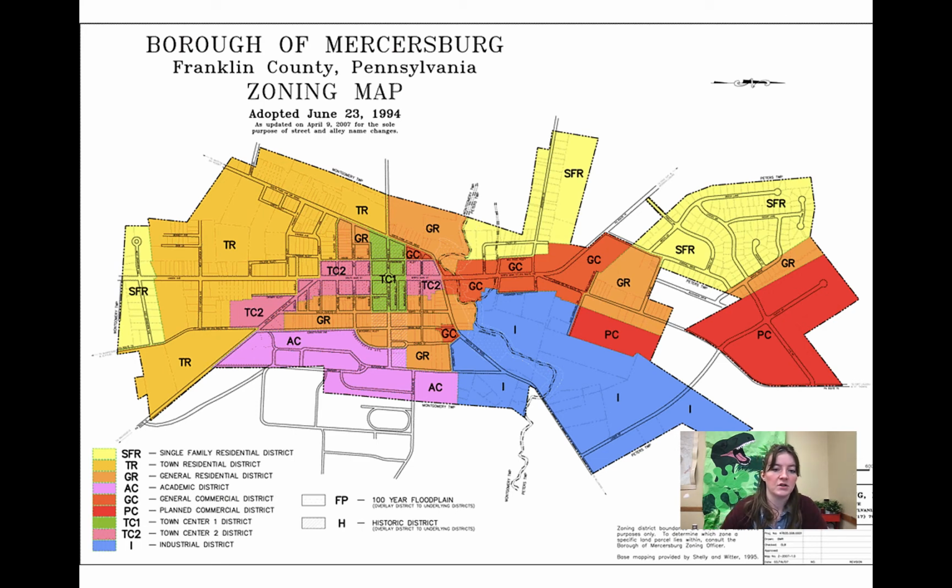And if we look at this map of Franklin County, or the borough of Mercersburg in Pennsylvania, every single one of these colors stands for a particular type of zoning. So we have single-family residential, town residential, academic district, all this other stuff, and they all have really specific areas where they are allowed to be.